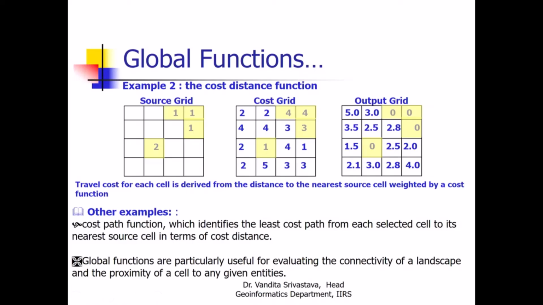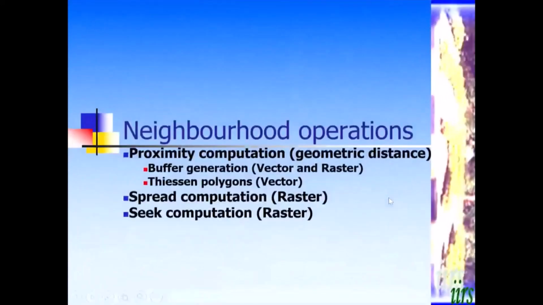You could also have a cost path function which identifies the least cost path for traveling from point A to point B. This has applications in many useful utility applications and also in network analysis and connectivity operations. Global functions are also used in landscape analysis. So these are the global functions. That was about raster functions.